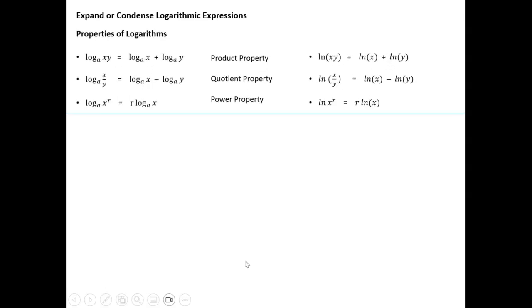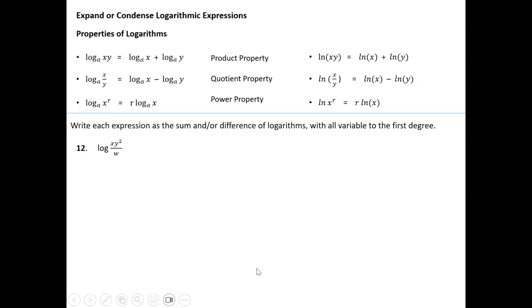Again, same properties. Now, this is a single log. They want you to expand it, okay? So here we have all 3 properties present. We have the product, right? Because if it's multiplication, it's going to be addition. We have the exponent, we have the power property, and we have the division, right? So we're going to apply all the 3 rules. Okay, now, so first, we apply the product property on top, right? Then we're going to apply the exponent.